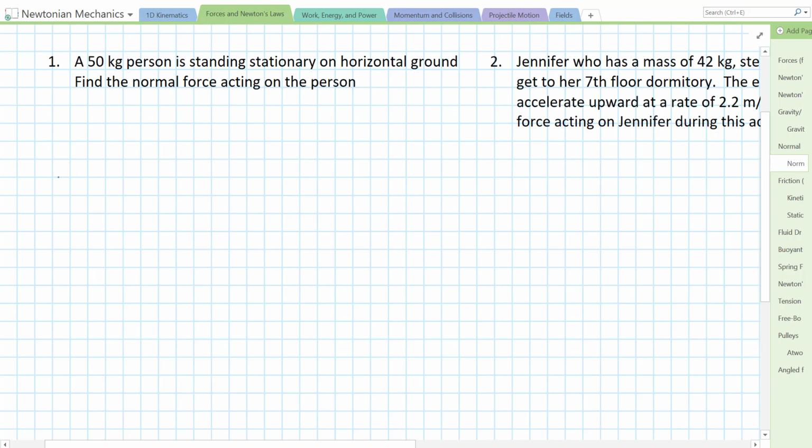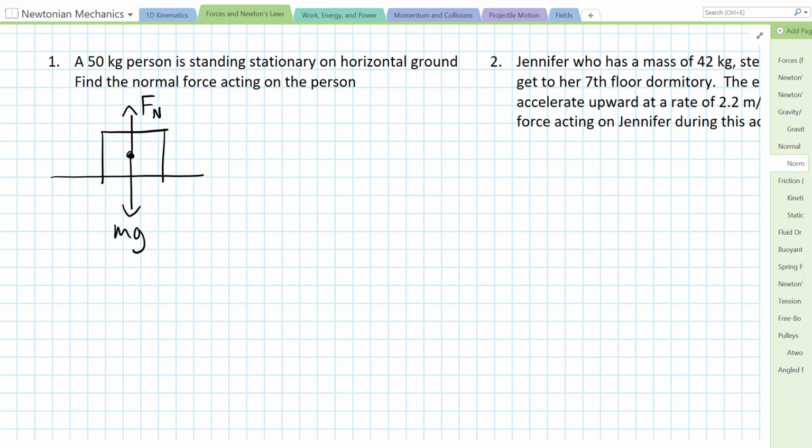So we're going to start, as always, with a free body diagram. This is my person. There are 2 forces acting. Gravity is pulling down, mg. And the normal force pushes up, Fn. We also know that our person is stationary, so their acceleration is equal to 0, and our velocity is equal to 0. So now we just need to set up Newton's second law and solve.